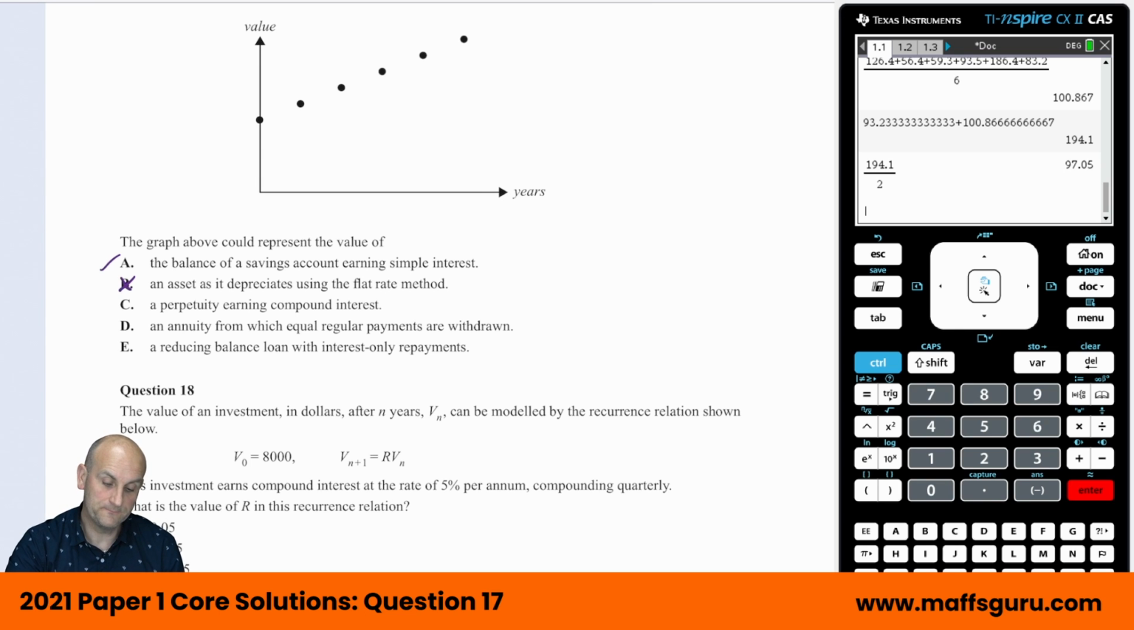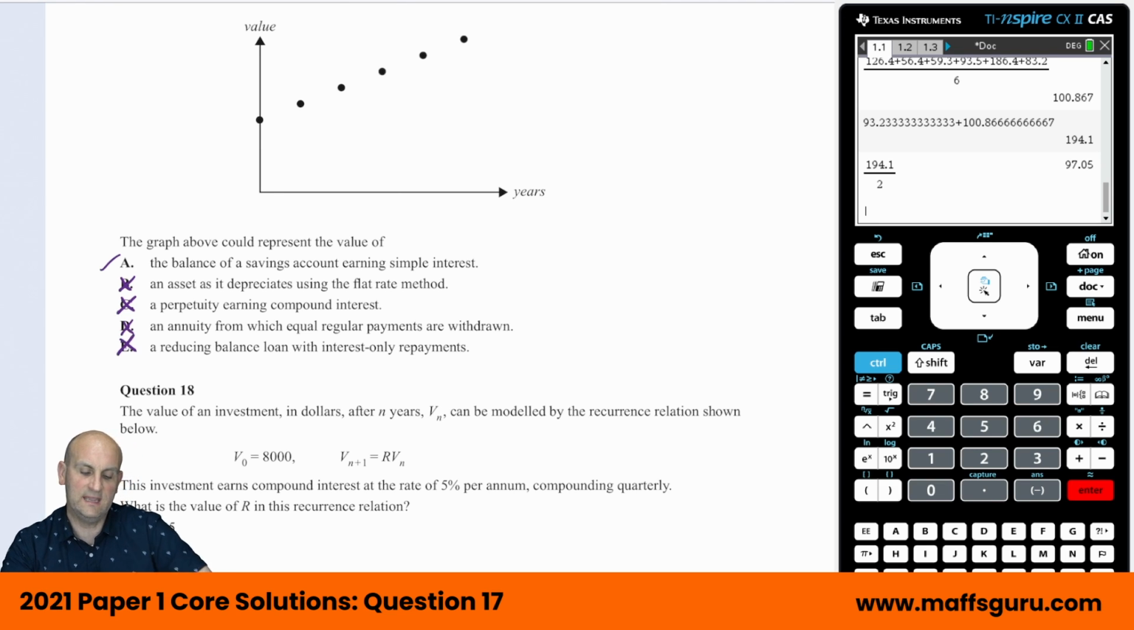It can't be B. A perpetuity earning compound interest. Well, a perpetuity basically has a flat line because the amount in the account stays the same. The whole point of a perpetuity is you effectively live off the interest. No. An annuity from which regular payments are withdrawn. Well, an annuity, again, would go down because it's like a savings account. All right? So I'm going to say no. A reducing balance loan with interest-only repayments. A reducing balance loan, again, if it's reducing balance, it'd be going down.